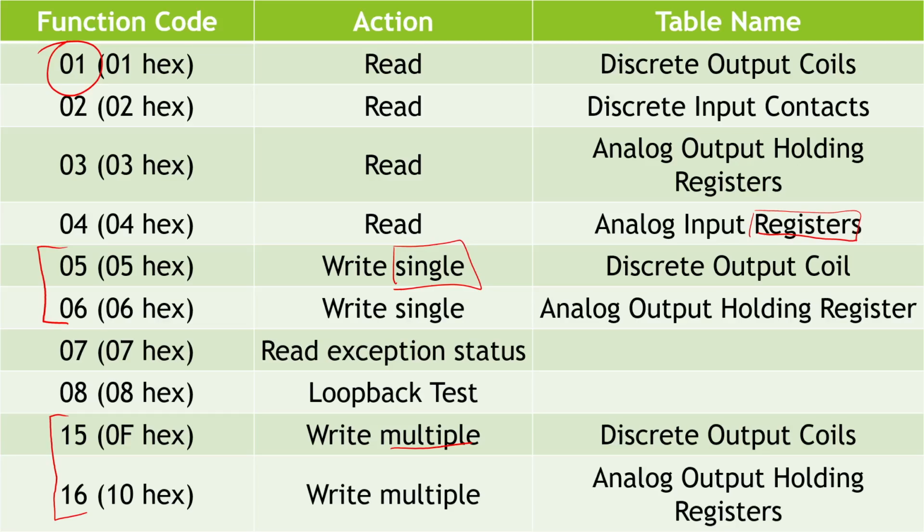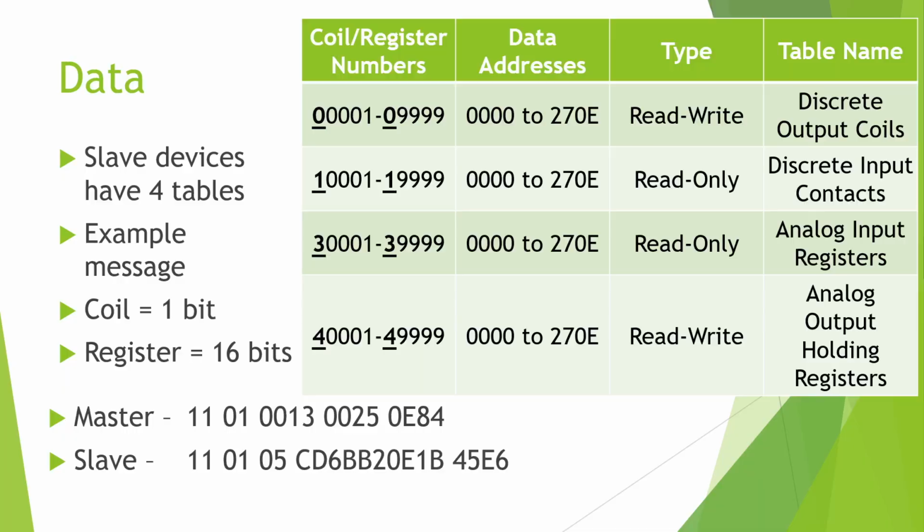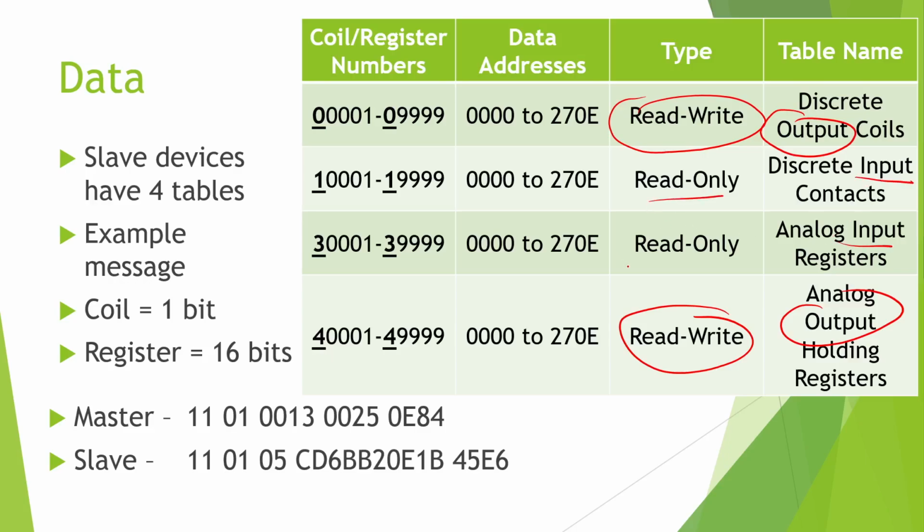All right, so here we've got some examples for you. This is where we start getting a little confusing. I will 100% admit that to you. Slave devices have 4 tables, and that's what we have over here on the right. As you can see, if it's an output, we have read and write capabilities. If it's an input, we only have read capabilities.